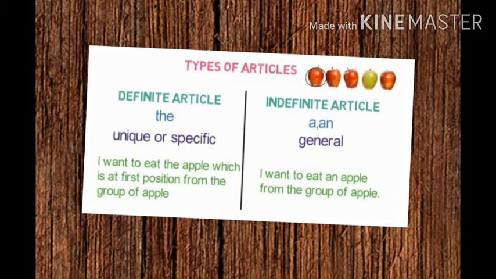Now on the other hand, let's see how we can use it in terms of indefinite article. So the examples are a and an, and as I said that they are general in nature. So let's take an example to understand this concept. If I say I want to eat an apple from the group of apples, so it means that it can be any apple that I am talking about. I'm just talking in general about any apple.